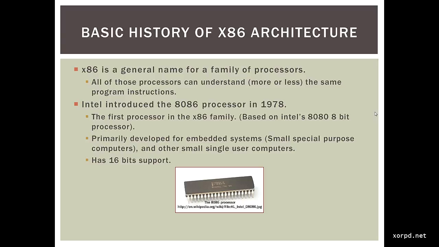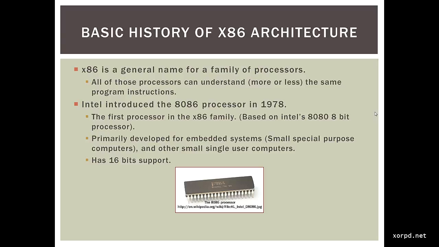Basic history of the x86 architecture. x86 is a general name for a family of processors. All of those processors can understand more or less the same program instructions. You can take from this point that x86 is not just a single processor. It actually means many processors. There are many processors that comply to the x86 idea, that actually implement the x86 basics.